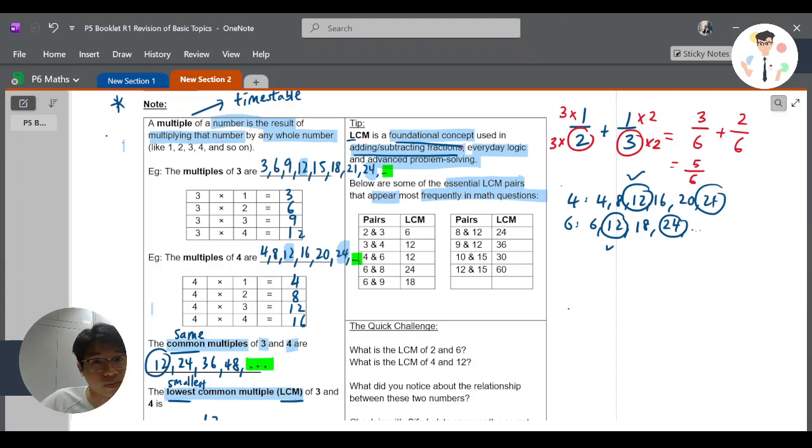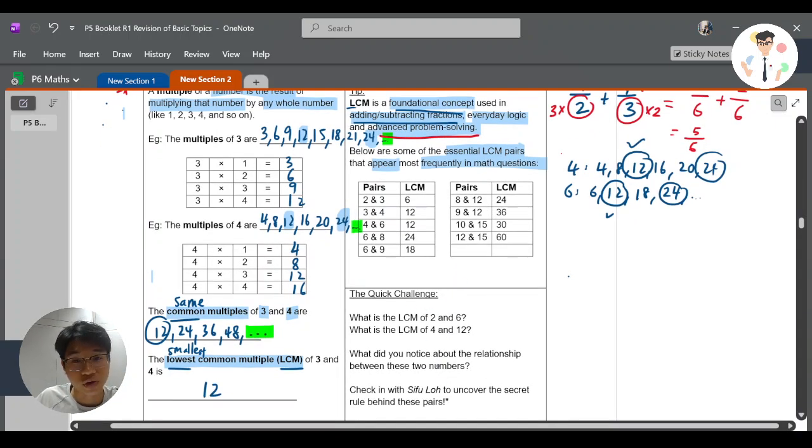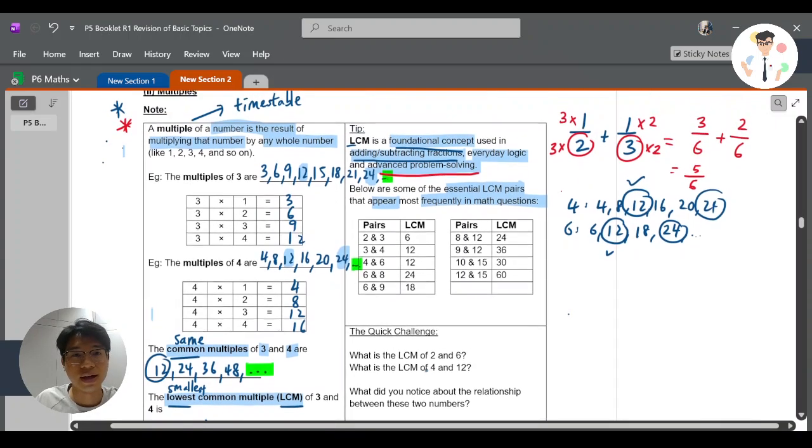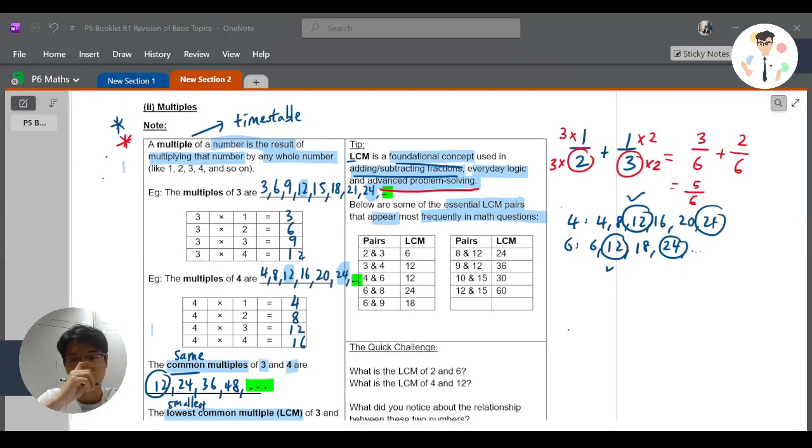So you can see this LCM is very important even in basic addition of fractions, and of course, including subtraction. That's why you need to really, really know about this. And we'll talk about LCM even more when we talk about problem solving questions. So again, let me repeat, LCM is something important for you to take note of. I have a quick challenge here that you can try on your own, and I will not talk about it. And that's it for multiples.